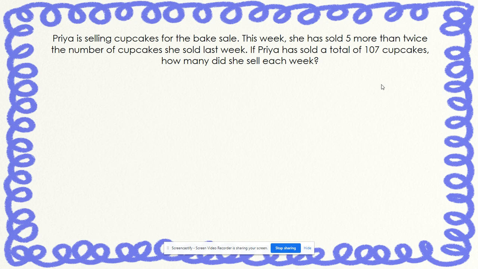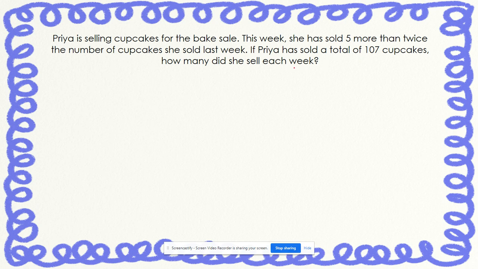Let's look at this problem. Priya is selling cupcakes for the bake sale. This week, she has sold 5 more than twice the number of cupcakes she sold last week. If Priya has sold a total of 107 cupcakes, how many did she sell each week?